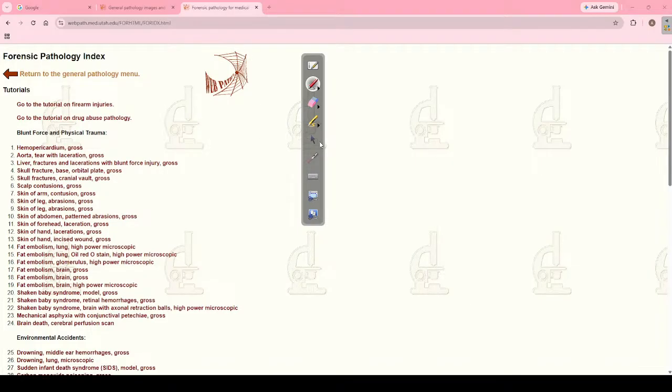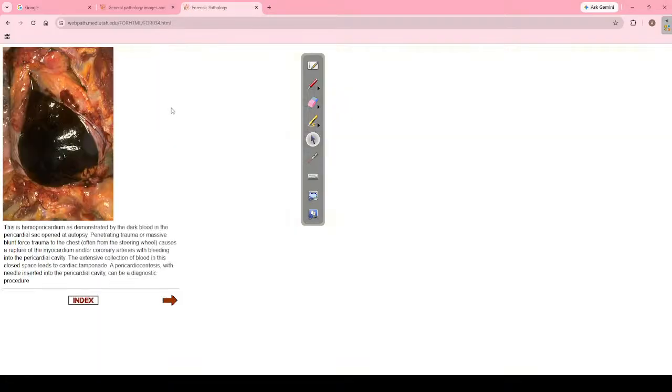So first we have blunt injury and physical trauma. First we have hemopericardium. This is blood present in the pericardium, demonstrated as dark blood in the pericardial sac, which is opened at top. Penetrating injury or massive blunt force to the chest is usually the cause, often from a steering wheel, and there is rupture of myocardium and/or the coronary arteries leading into the pericardial cavity.